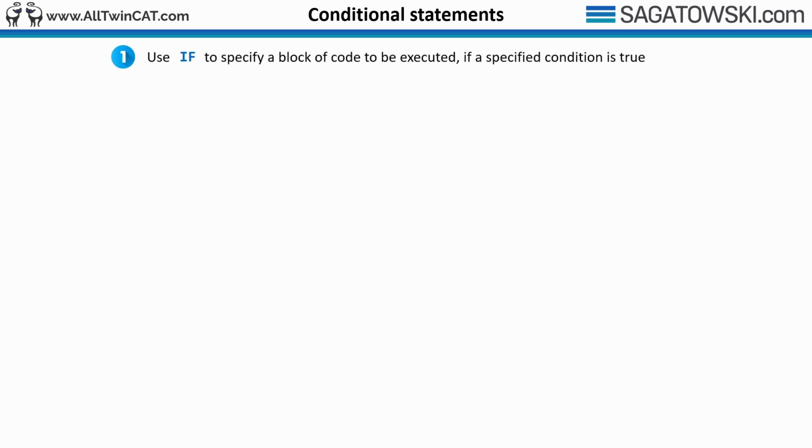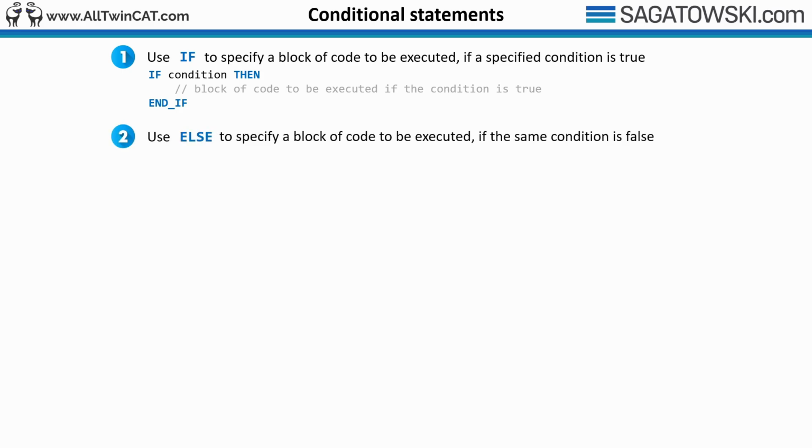Use if to specify a block of code to be executed, if a specified condition is true. An example of this is shown here. We simply check for a condition, and if this condition evaluates to true, we execute the code within the if block of code. The condition can be any Boolean expression, such as checking if a bool is true, or checking whether an integer is larger than a value, or even checking whether a string has a certain length.